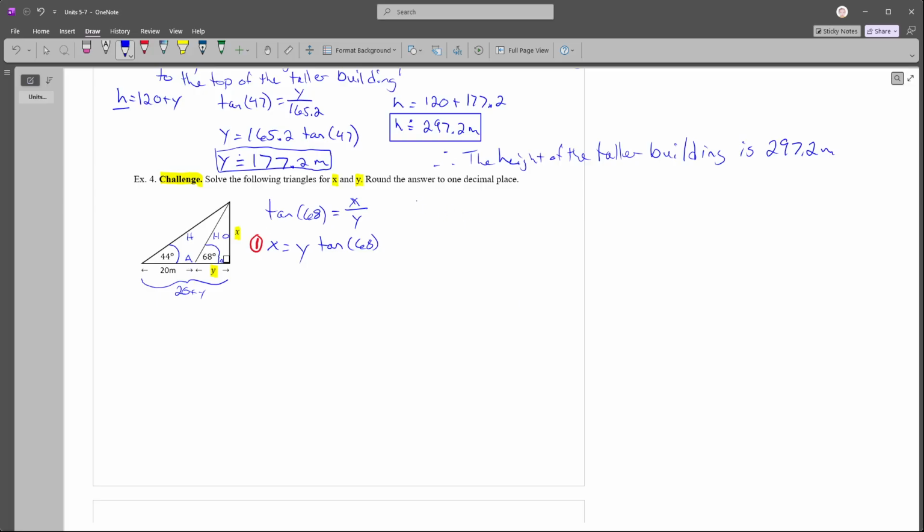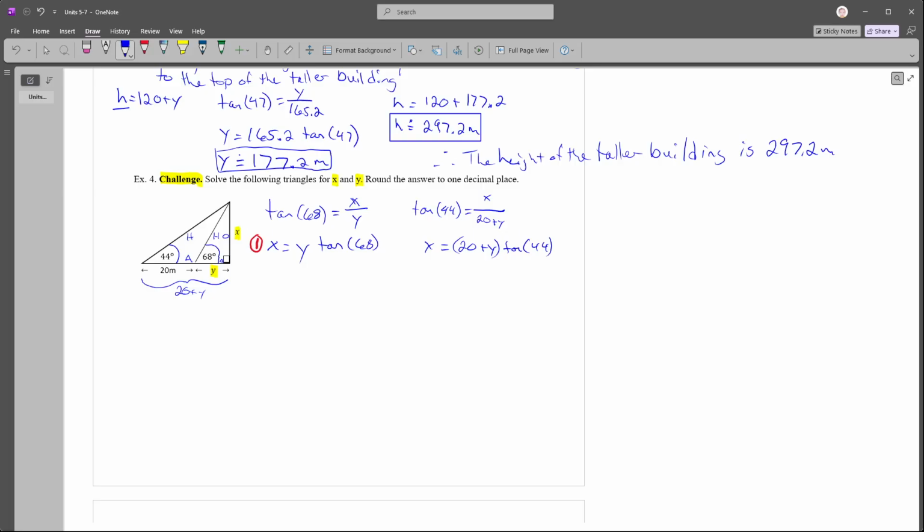All right, so let's write out what we can this time. Tan of 44 is going to be equal to our opposite, which is x, over our adjacent, which is 20 plus y. Okay. Well, let's isolate for x again. So we're going to multiply both sides by 20 plus y. So x is going to be equal to 20 plus y. That's all one term. Multiplied by tan of 44.